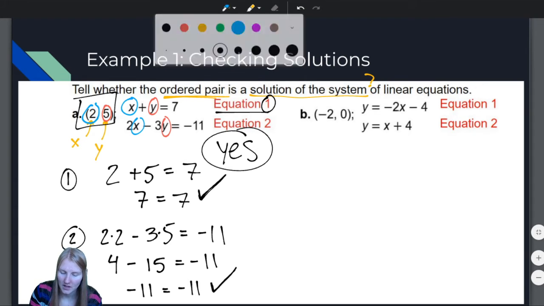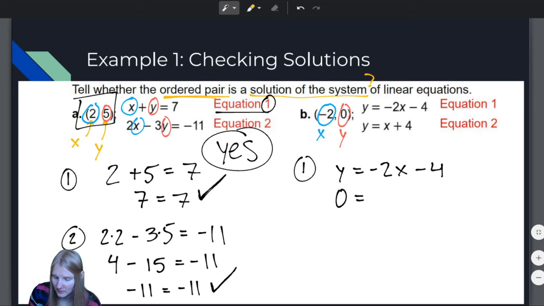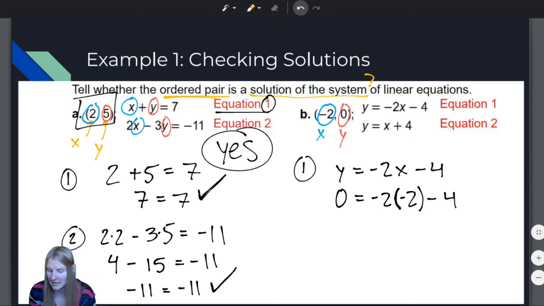All right, we have that x is equal to negative 2 and y is equal to 0. So we're going to take equation number 1, y equals negative 2x minus 4. And instead of writing y, we're going to write 0. And instead of writing x, we're going to write negative 2. Negative 2 minus 4. In fact, we could use parentheses here instead of the dot, because that makes it easier to see. Negative 2 times negative 2. All right, and negative 2 times negative 2 is positive 4. Positive 4 minus 4, hey, that's 0. We get 0 equals 0, and that's good. So yes, equation number 1 works.